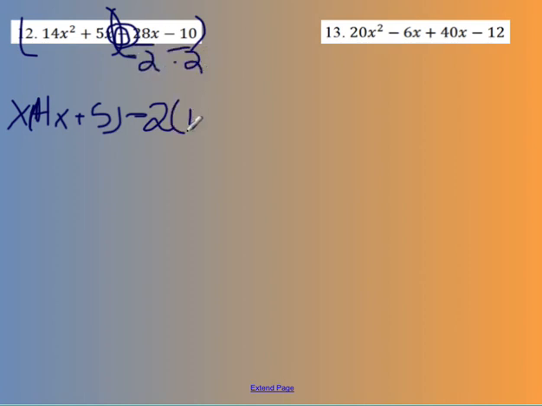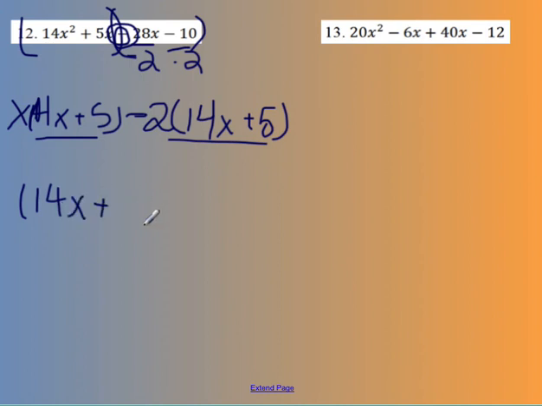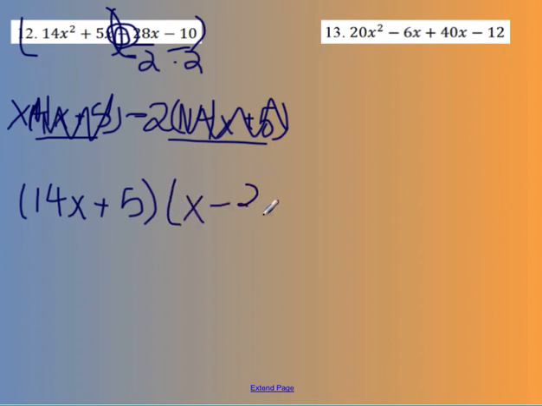Negative 28 divided by a negative 2 is going to give me a positive 14x. Negative 10 divided by a negative 2 is going to give me a positive 5. So I notice in both of these, I have 14x plus 5. So I'm going to write that out. And then I'm going to write what's left after that, which is x minus 2.